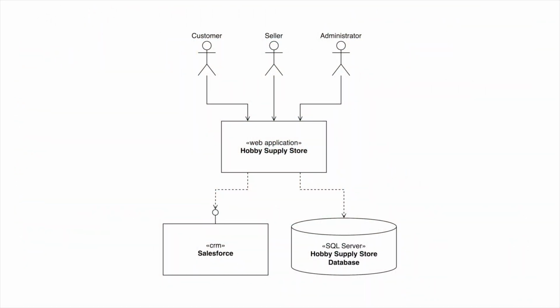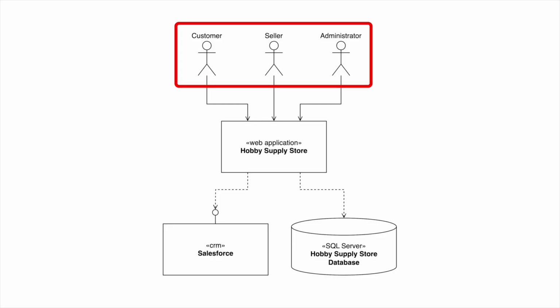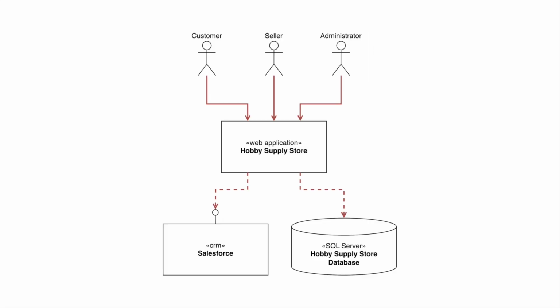All right, let's try it out. Now here we've got a basic web application. Call it Hobby Supply Store, an e-commerce site. It's backed with a SQL Server database to store all the application's domain-specific data, like product catalogs and orders. And we've got a CRM, Salesforce. That's the source of truth for all the customer data. And as you can see, this web app's been designed to accommodate our three different kinds of users: customer, seller, and admin. Pretty standard. And right off the bat, you can see our axes of change. Five of them. Three users and two system dependencies.